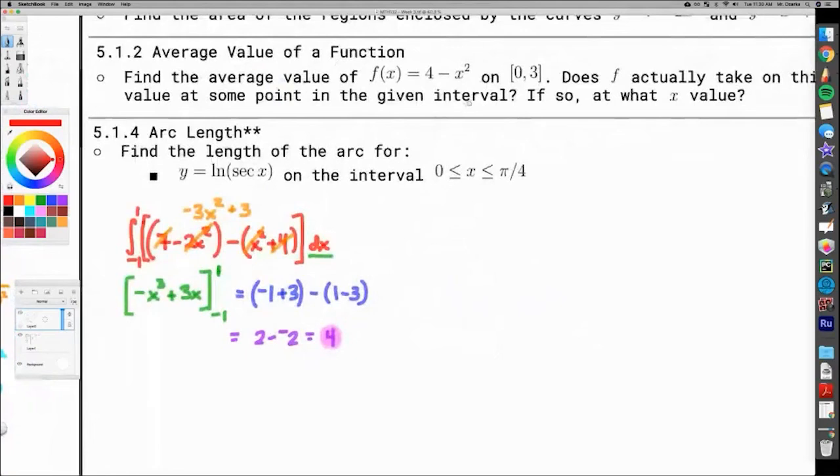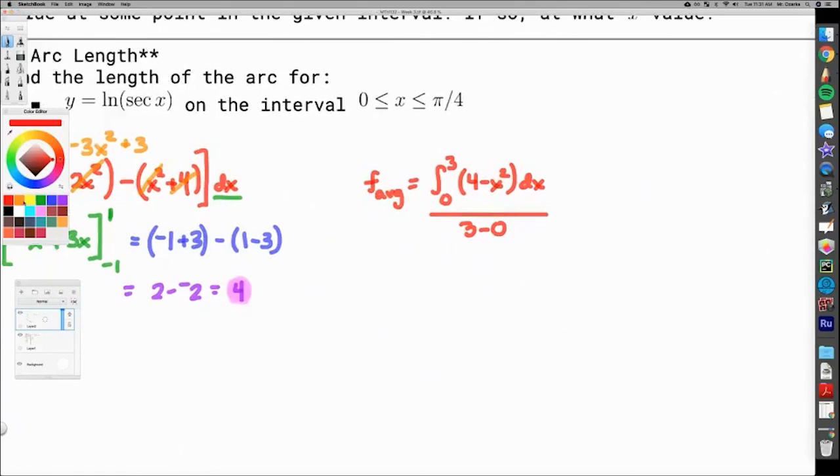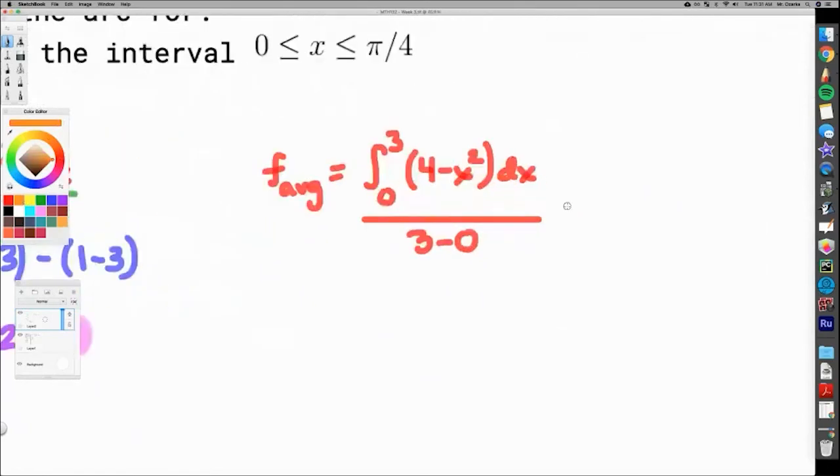All right, let's go to the second one here. The average value of 4 minus x squared from 0 to 3. So to find that average value, we would do the integral from 0 to 3 of that f of x, and then we just divide it by 3 minus 0. Okay, you can do this in your calculator, but again, I would expect you to show work on this.